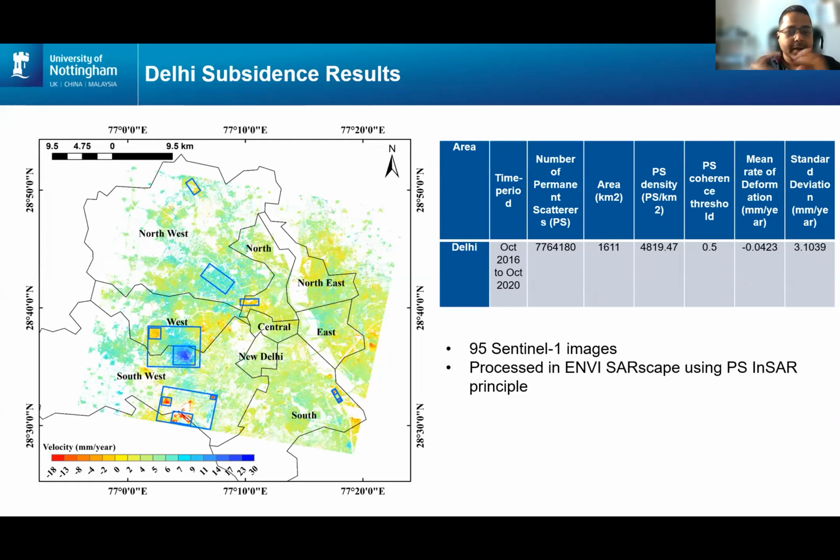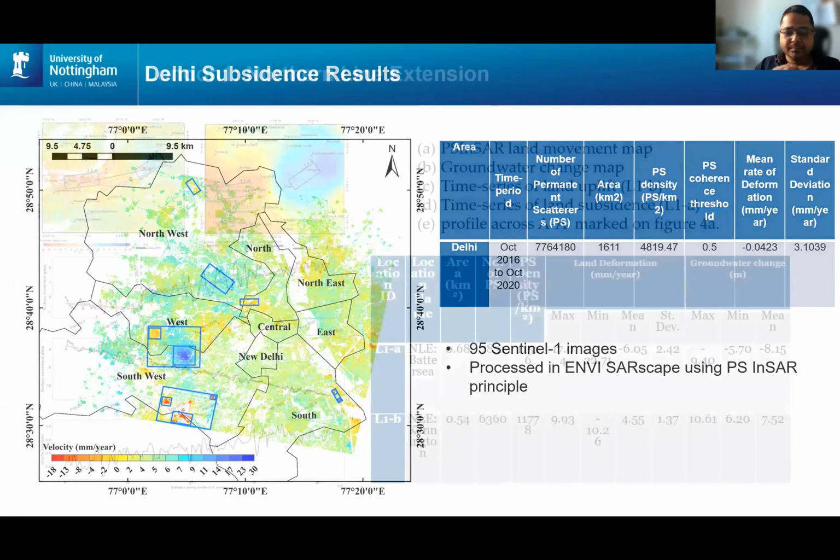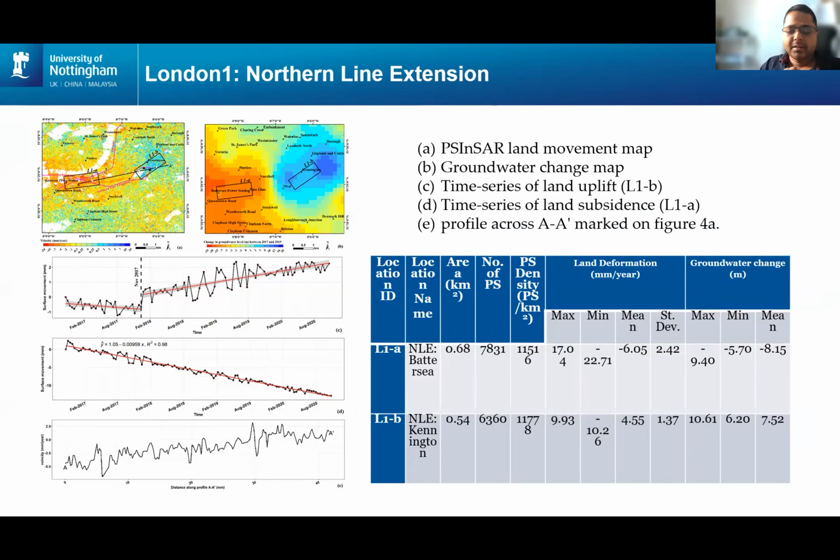But by and large it's stable, though a few areas have shown very critical land subsidence, and we will try to read them in detail. For example, here in the West we can see very dominant uplift, and here also very dominant subsidence. So these two we'll read as case studies. The first case study we would like to discuss is in London, that is the Northern Line extension.